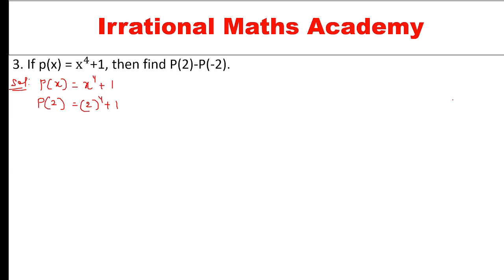So 2 power 4 is nothing but what? Remember here, 2 power 4 is 2 into 2 into 2 into 2, 4 times. So 2 2s are 4, 4 2s are 8, 8 2s are 16. So 16 plus 1 is 17. P of 2 is what? 17.